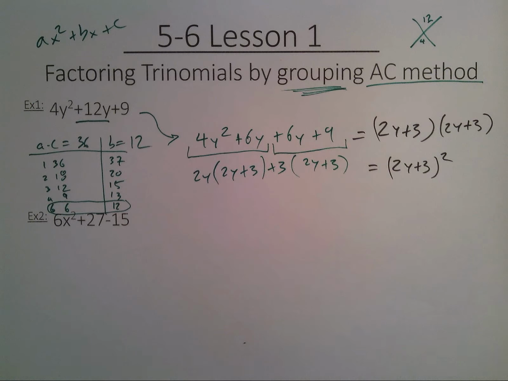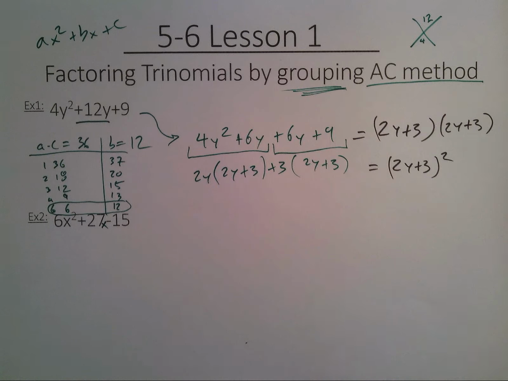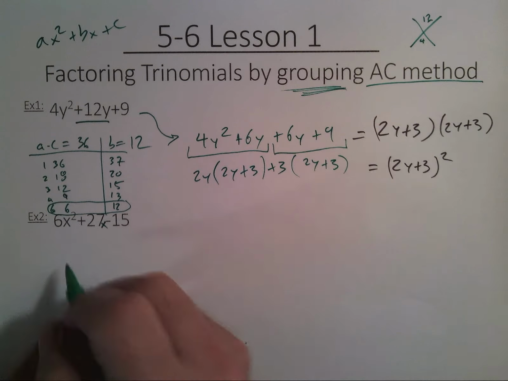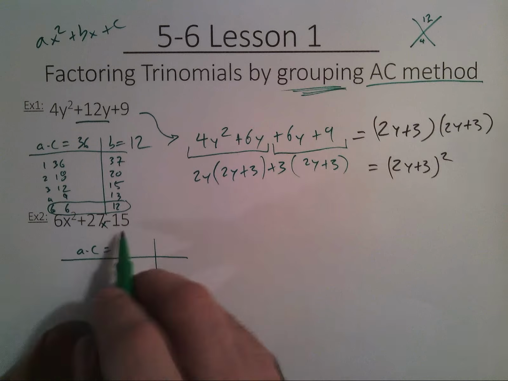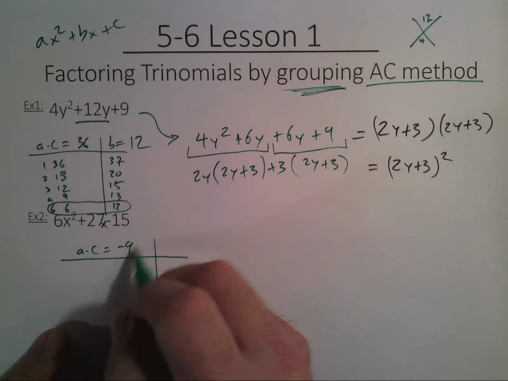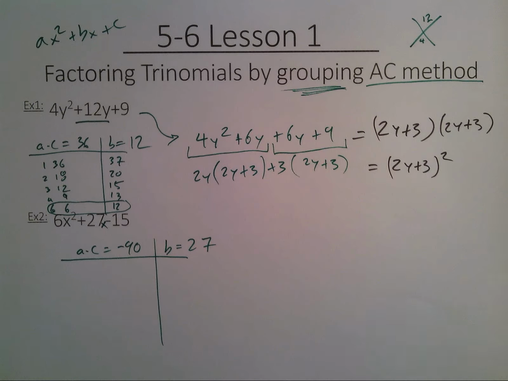Alright, let's do the next one real quick. We have 6x squared, and that should be plus 27x minus 15. I don't know why that didn't come out right. Alright, so again, we're going to do the same thing. I'm going to go ahead and do the AC method. 6 times 15 is negative 90. And then we have b is equal to 27.